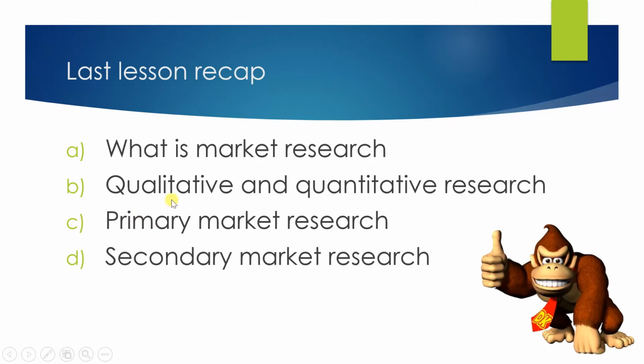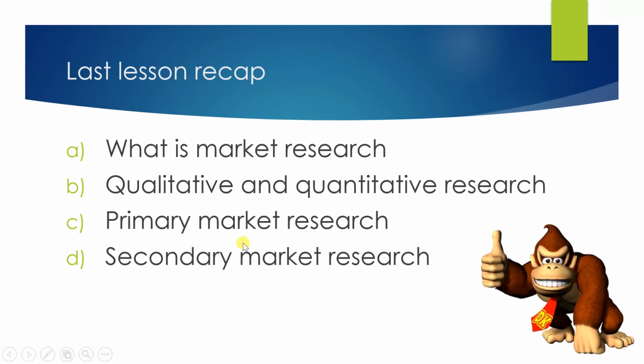Last lesson recap then. First point, A, what is market research? That is the act of finding out what customers' needs and wants are and identifying if there is a gap in the market. B is qualitative and quantitative research, so that's the type of answers that you get. Qualitative, if we break the word down, has quality in there, so we can look at that in terms of quality opinions. And quantitative, we can break that word down, that's quantity. So if you're looking at quantities, it's things that you can count. So quantitative research is about data.